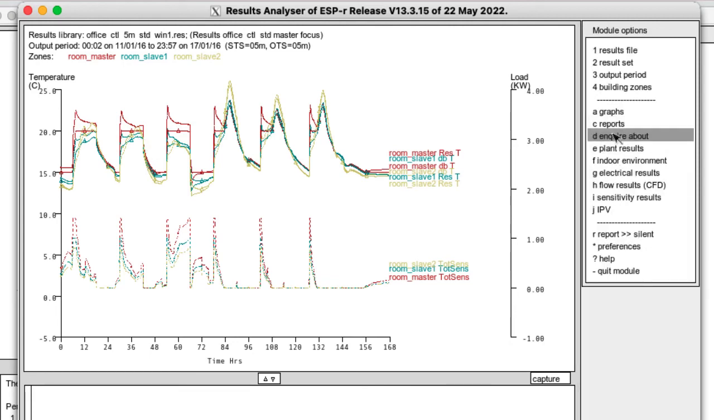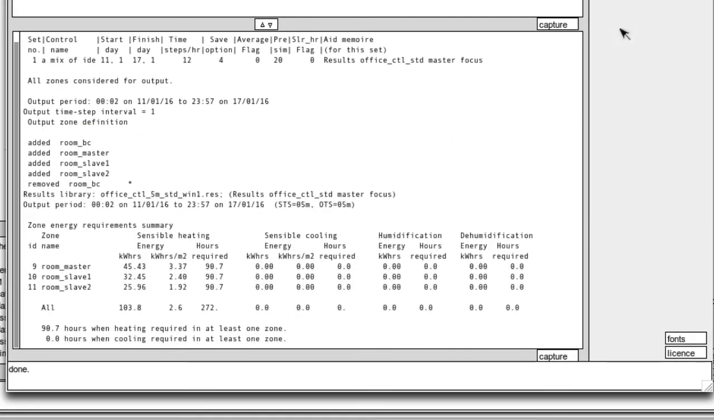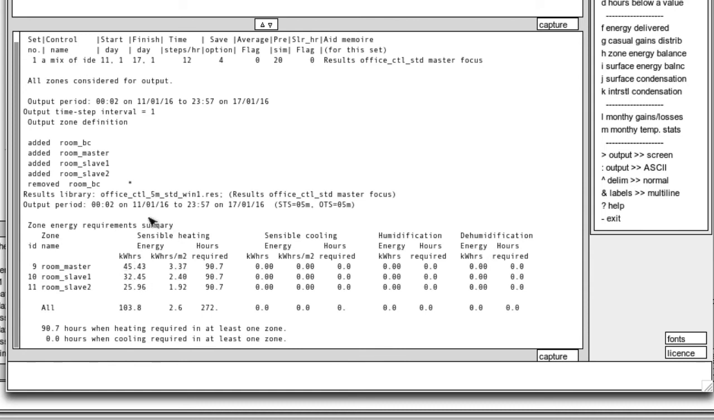And let's also look at the energy delivered. Okay, so the sensible heating, the hours required are the same for all the rooms. The kilowatt hours per square meter are different. Again, we have less capacity in those rooms.